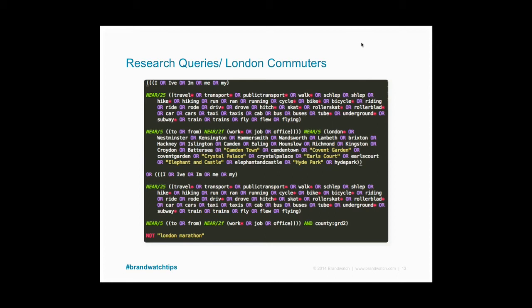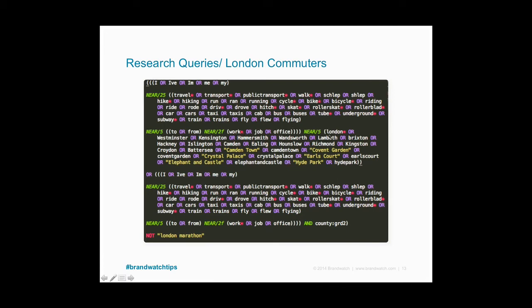So just to explain this string, I'm going to miss the first paragraph to start with and go into the second part. In here, you can see this is where I've added terms for different ways that people might commute, different modes of transport. And then below that, I've linked in close proximity. Nate talked about the proximity operator before. I've linked that then closely to the terms "to" or "from," and then close proximity again to terms for work, job, or office.